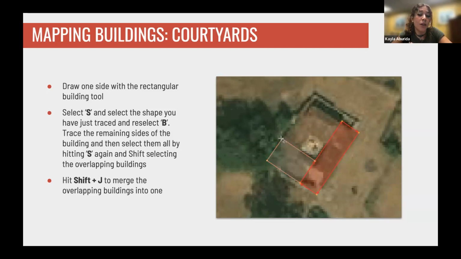You are essentially going to make 4 different polygons. On one side, you draw a rectangular building shape, and then you select that building and the first building that you've traced, and then reselect B and trace the remaining sides of the building, and then select them all again by hitting S and Shift. That will allow you to select multiple buildings at once, and then you'll hit Shift plus J to merge the 4 buildings that you've created into one. Again, we'll do a walkthrough on that.